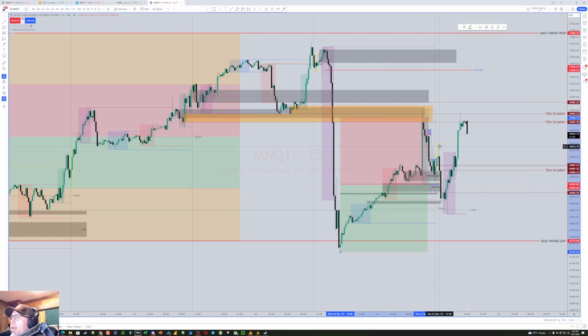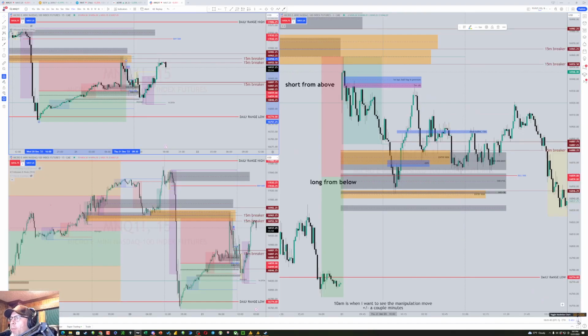But when we couldn't get above this 1-minute balanced price range, which you see, and this 15-minute order block that was the 9:30 open, then it seemed likely that even if we did bounce off of this again and make a new high, we were probably going to go lower. How much lower? Hard to say. This is just one of those things where you just got to accept what it's doing.